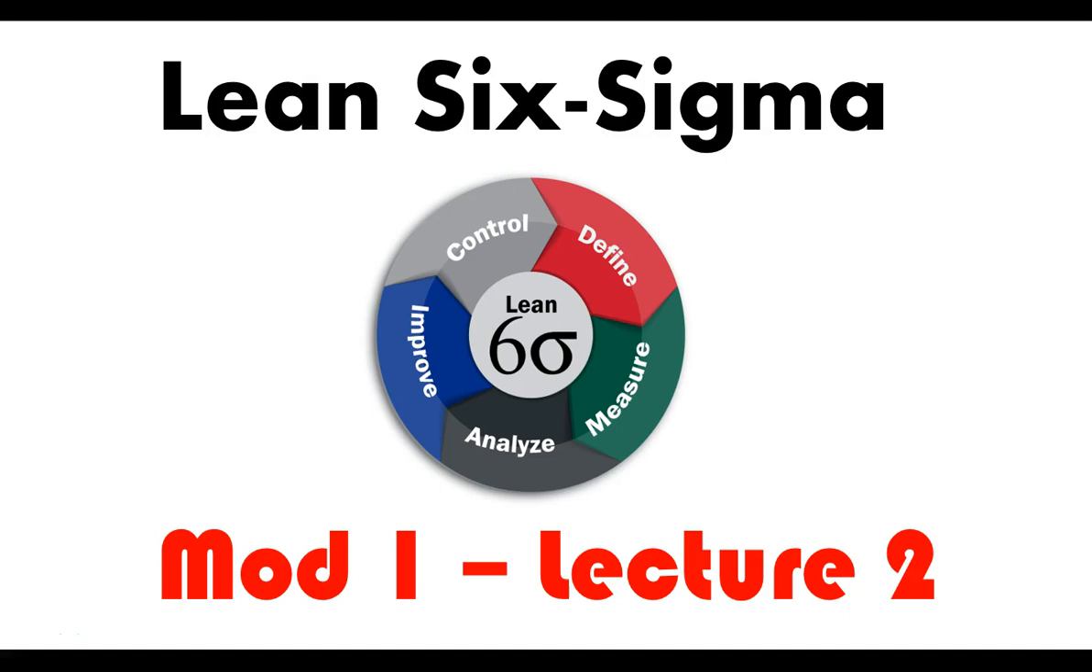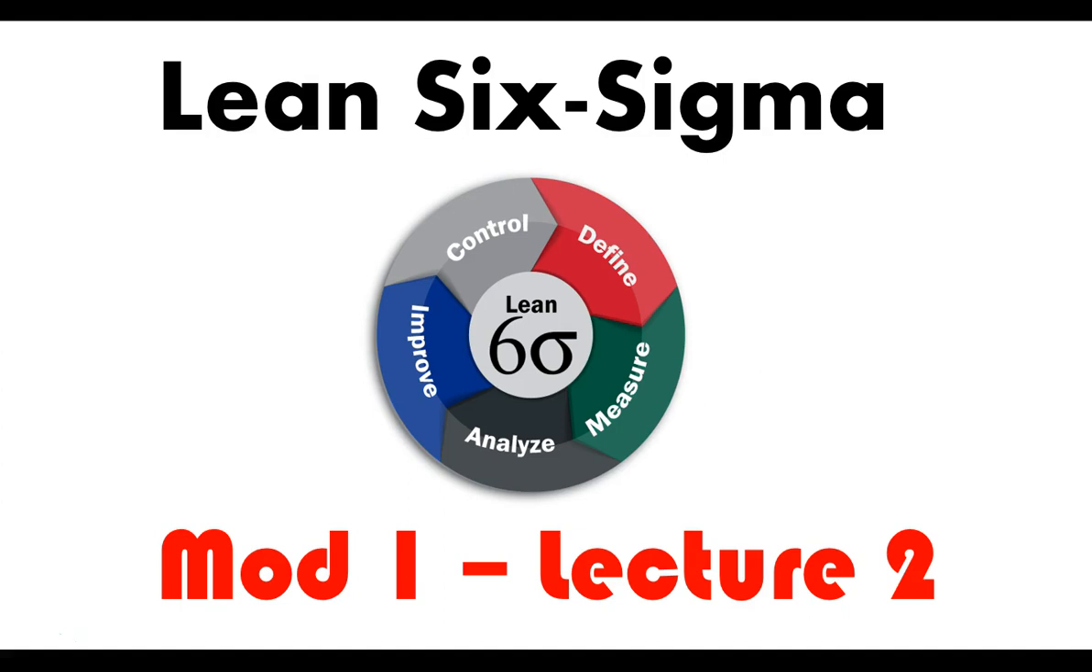And in this particular lecture, we're going to go over the basics or the fundamentals of Six Sigma. So, lecture 1 was giving you an overview of Lean. Lecture 2 is giving you an overview of Six Sigma. And in lecture 3, we'll kind of show you the synergy between the two.